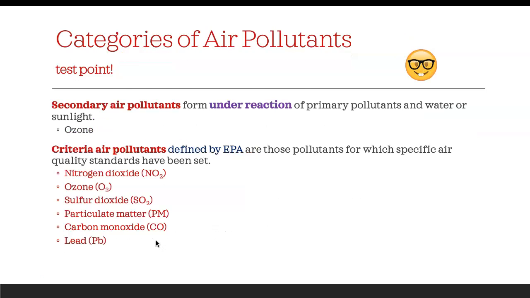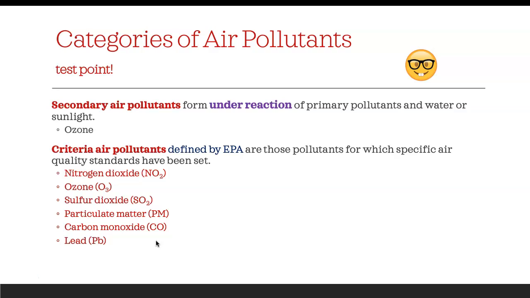The secondary air pollutants, you can see I use the red color. This is a must-test point. That's why I encourage everybody to watch my lecture videos. It's not a waste of your time. Actually, it saves you a lot of time. And my tests will be tightly tied to my lectures. So if you spend a little bit of time reviewing my lectures, you will do well in the tests.